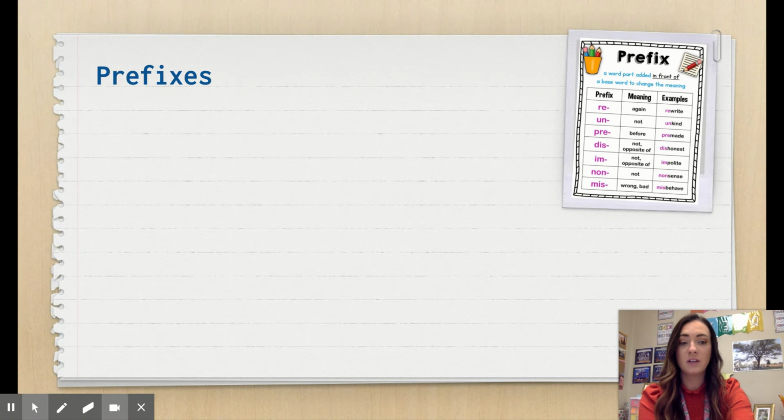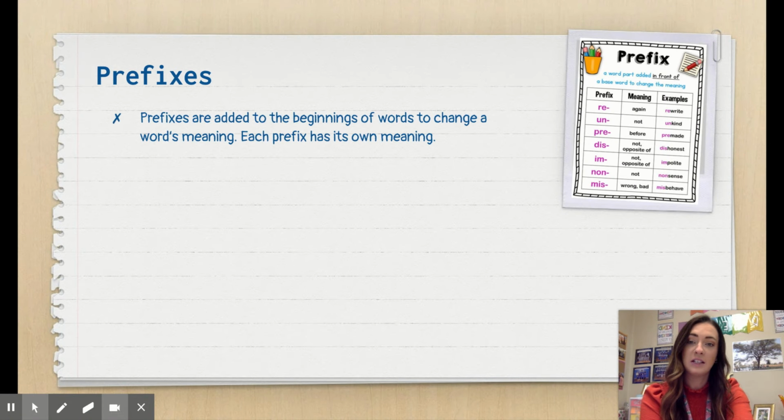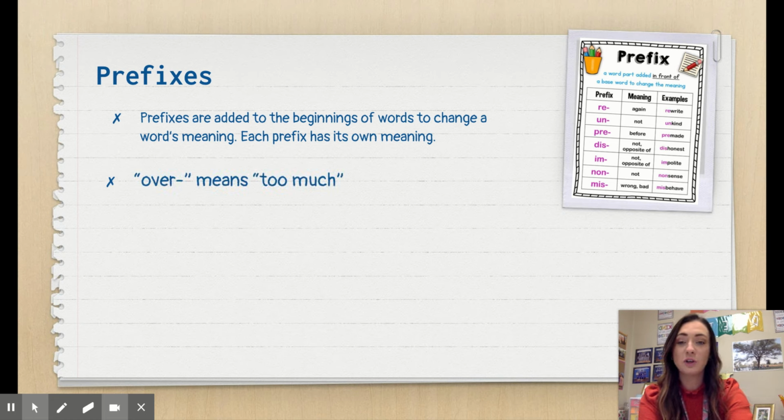As far as prefixes go, as I said, prefixes are added to the beginnings of words to change a word's meaning. Each prefix has its own meaning. You might not even notice that a lot of the words that you use every day have prefixes in them. So we're going to go through some of the more basic prefixes and some that you will be encountering this week. So here we go. So the first one, over, the letters over put at the beginning of the word means too much. So for example, if you overheat, that means you have too much heat and your body needs to cool down.